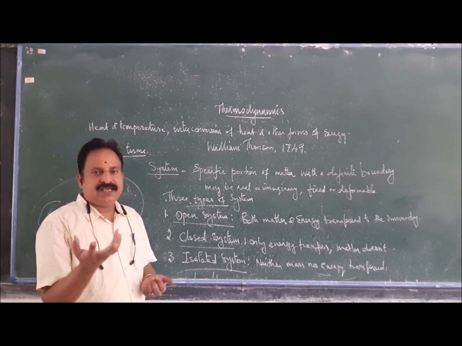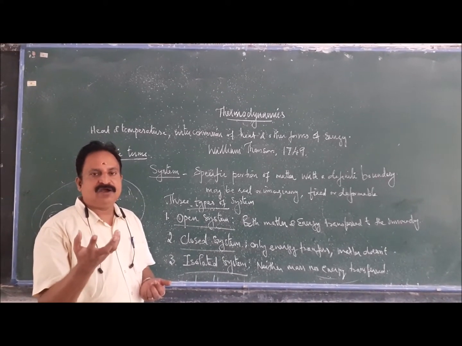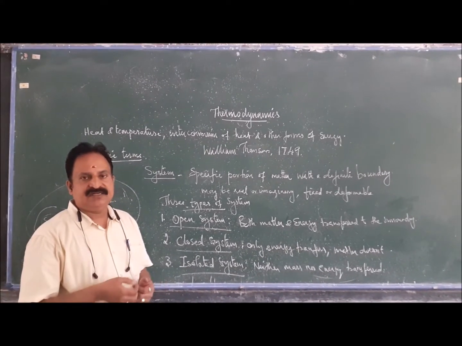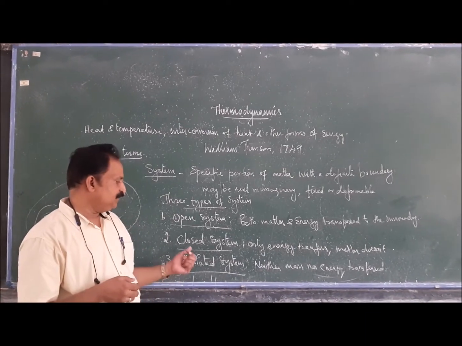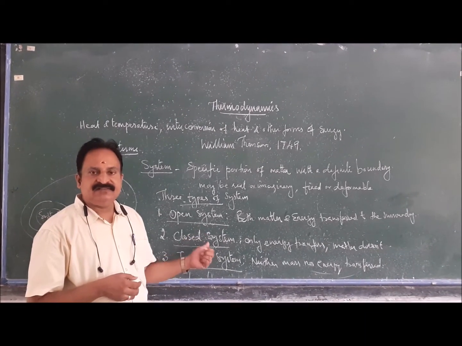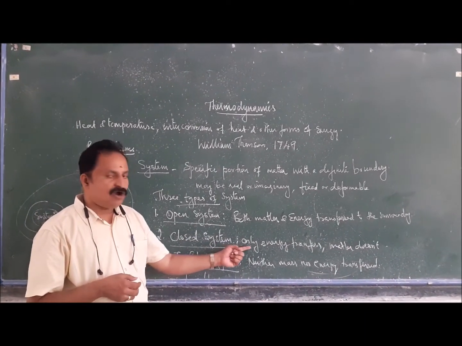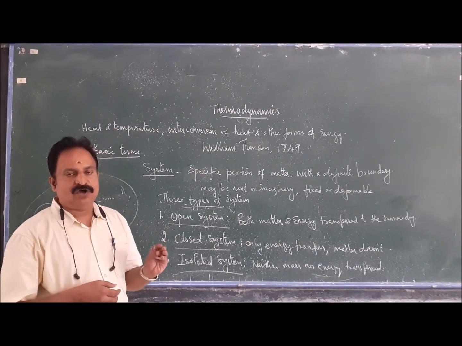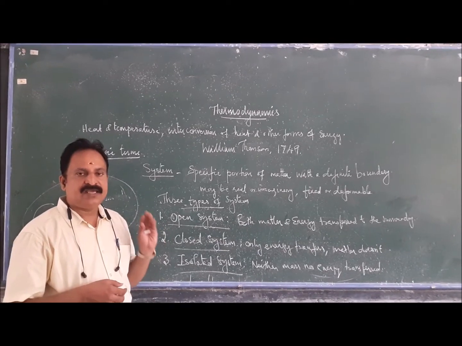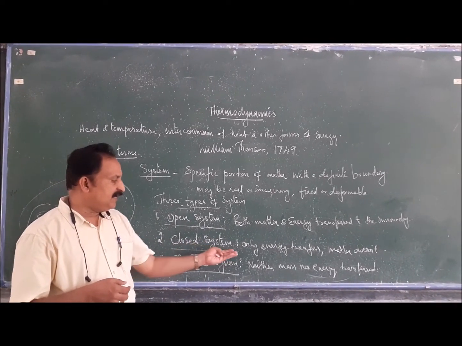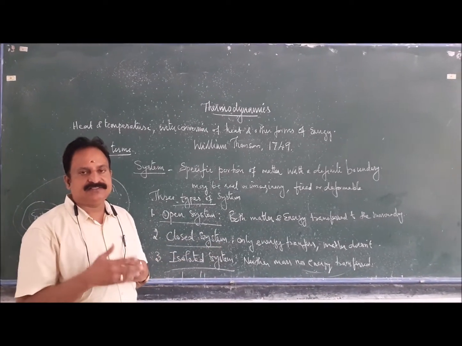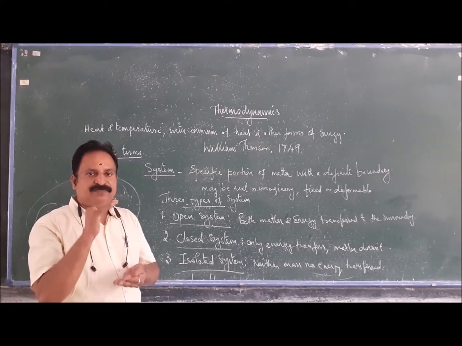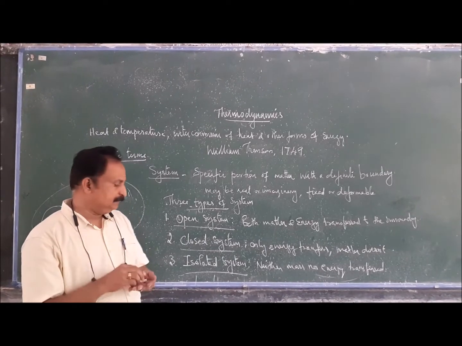For example, an open cup of coffee or tea is a system which can exchange both matter and energy with the surroundings. A closed system can exchange only energy but not matter. Only heat or energy can be exchanged with the surroundings. Example, a cup of coffee or tea closed with a lid.